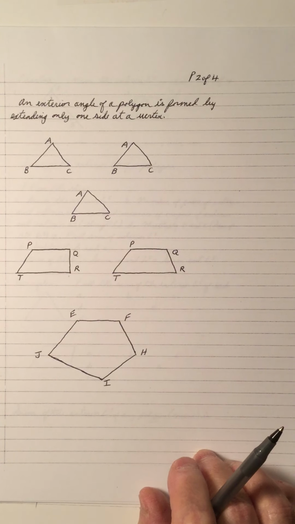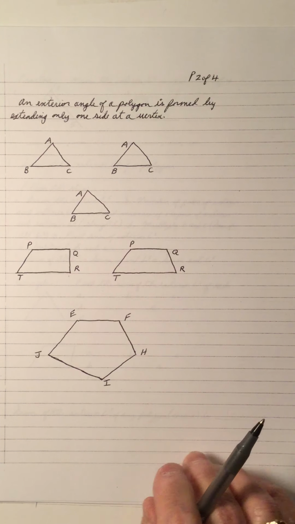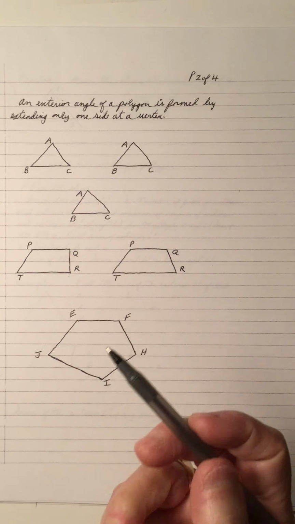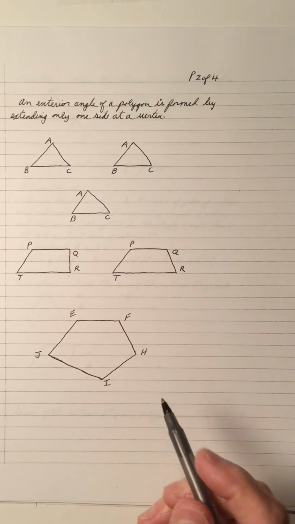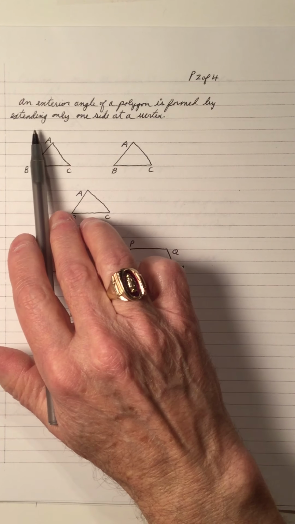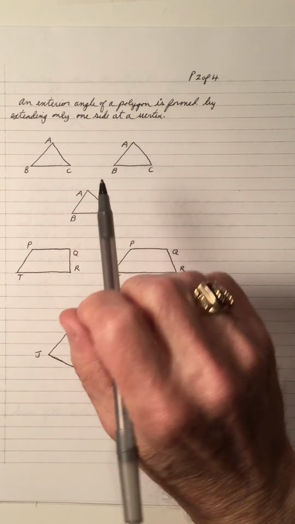In the previous video we did the sum of the interior angles. Now we're going to do the exterior angles, but I need the sum of the interior angles to help explain the exterior. Let's start. An exterior angle of a polygon is formed by extending only one side at a vertex.